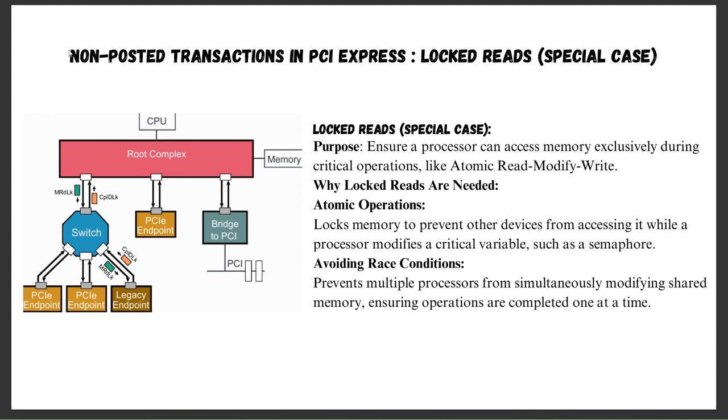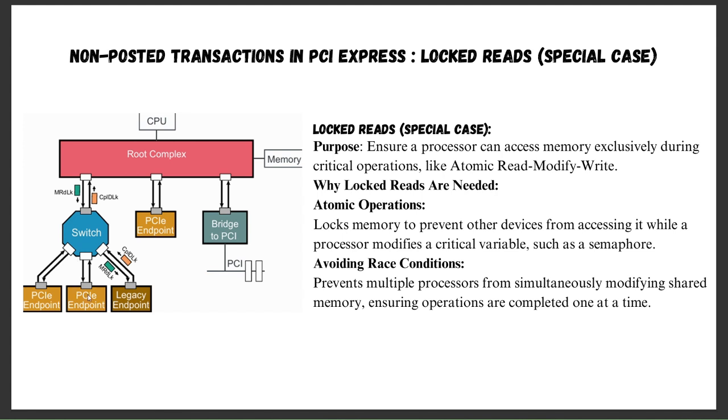So, how do locked reads happen in PCIe? The processor sends a locked memory read request, which is shown here. This MRdLk is the locked memory read request to a specific memory address. This request travels through the PCIe system through switches. As you can see, here is a switch and other routing devices, eventually reaching the memory or device where the data is stored.